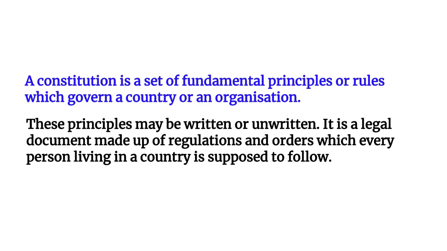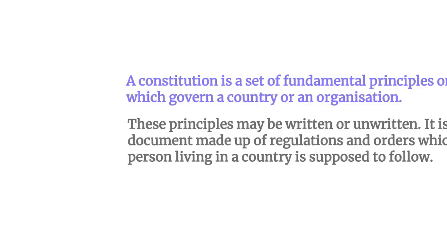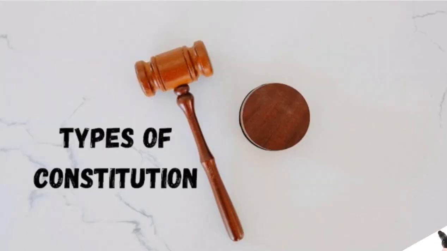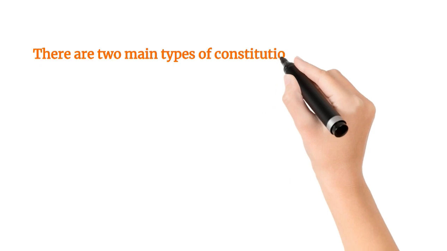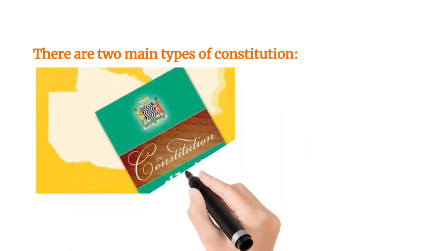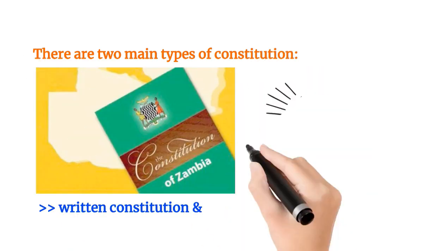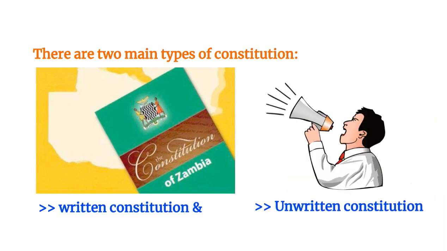Now, the Constitution is in types. So, let's talk about the types of constitutions. There are two main types of constitution. Number one, written constitution, and number two, unwritten constitution.